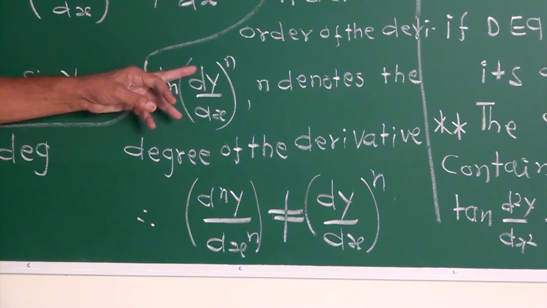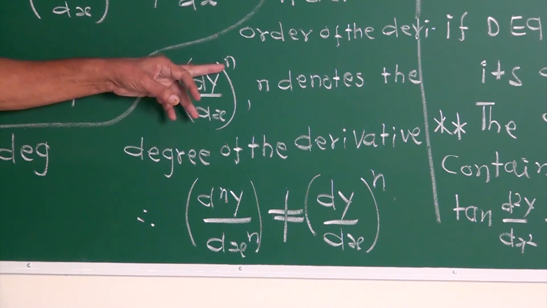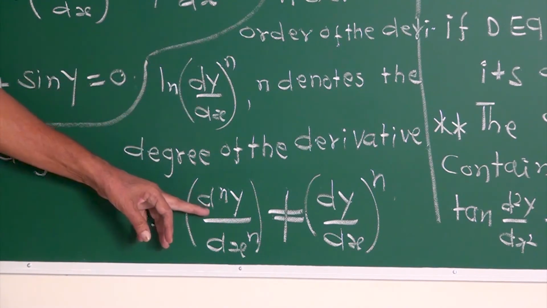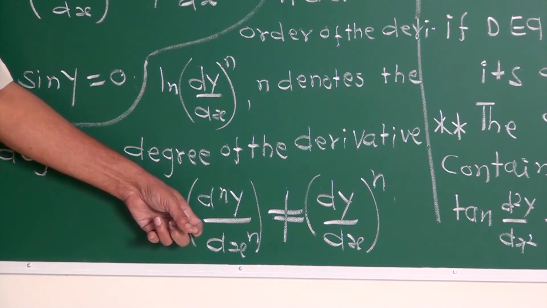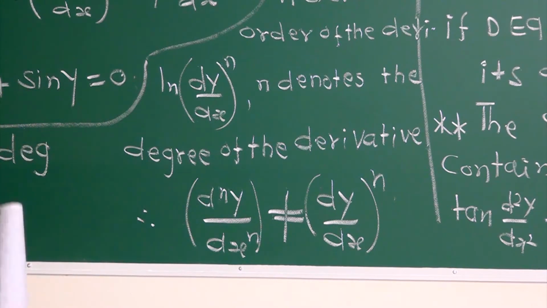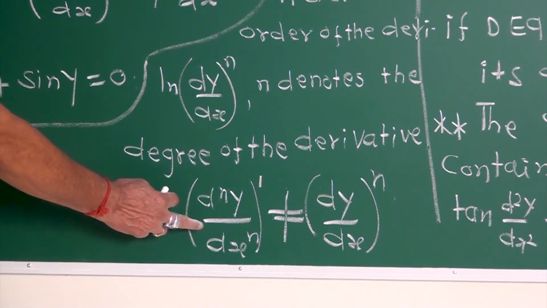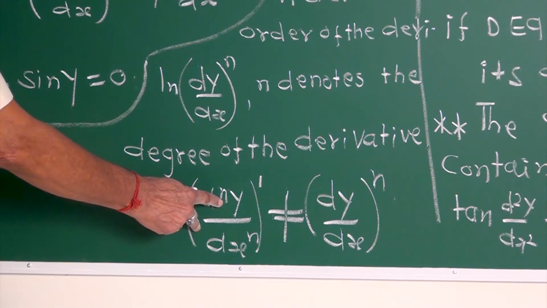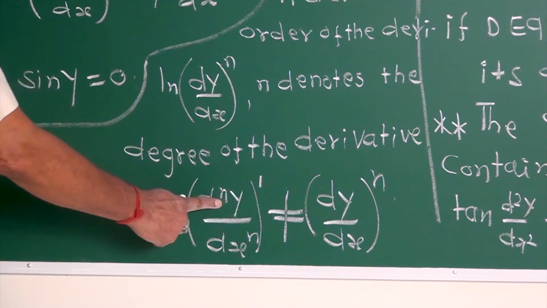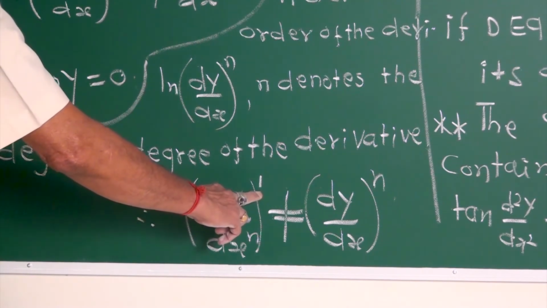Degree is always the power of the derivative. What is the power of this derivative? It is a derivative of nth order. What is the power of this bracket? The power of this bracket is 1. Therefore, for this derivative, its order is n and its degree is 1.